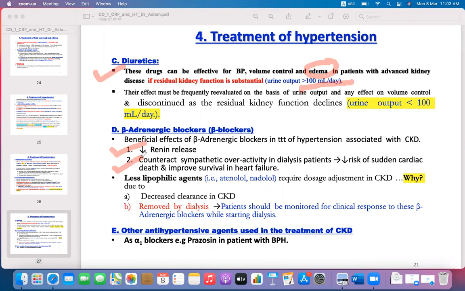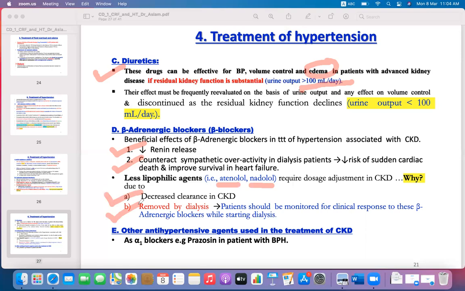And there is one dose adjustment requirement. Less lipophilic agents. Less lipophilic means maybe they are more water soluble. Examples, atenolol and nadolol, require dosage adjustment in chronic kidney disease patients. Why? Due to decreased clearance in chronic kidney disease, and these are removed by dialysis. Patients should be monitored for clinical response to this beta adrenergic blocker while starting dialysis.